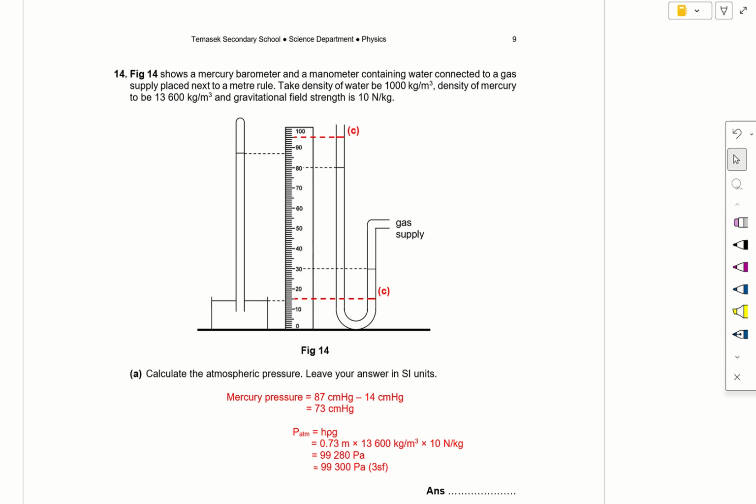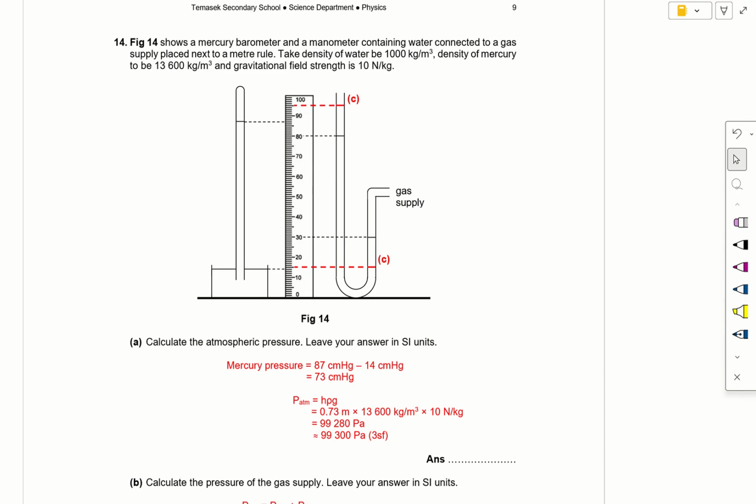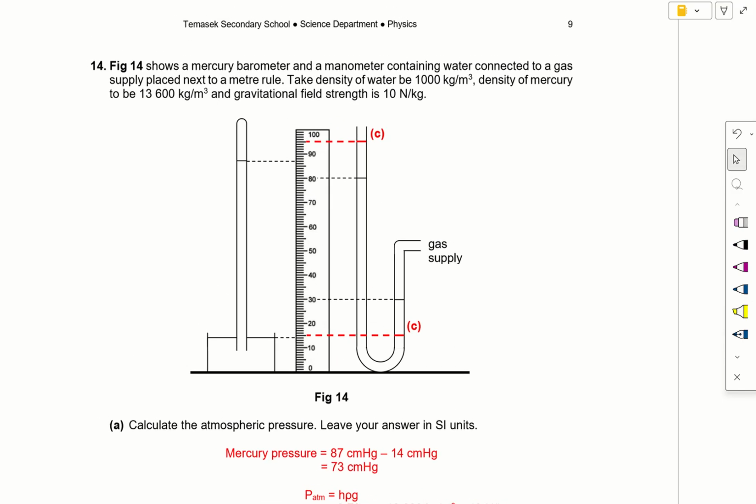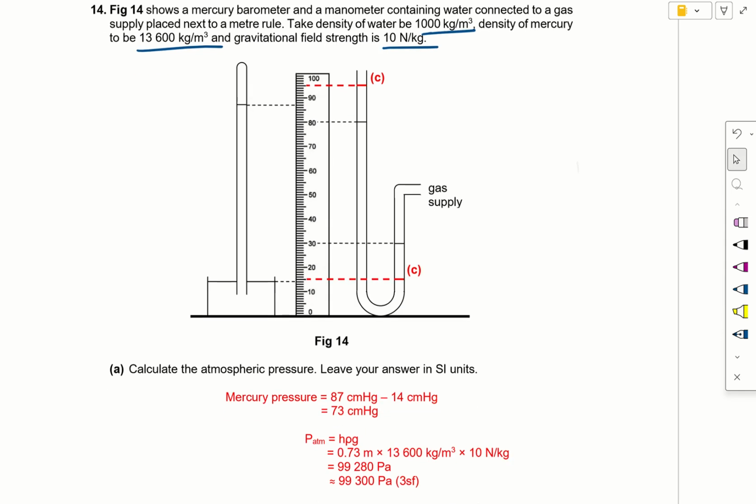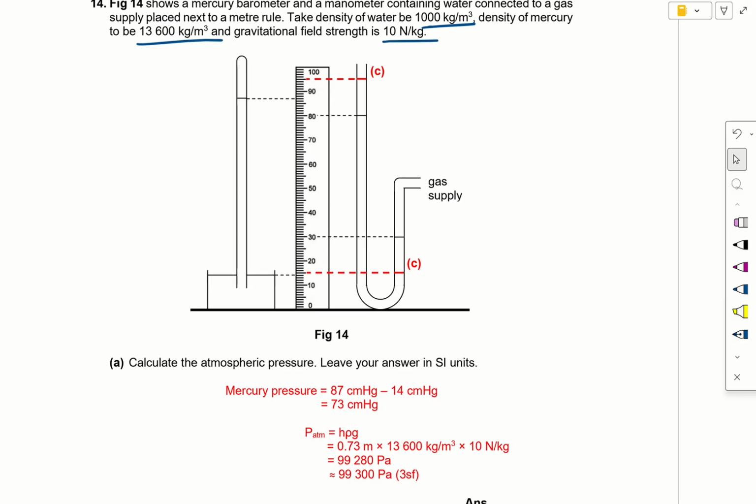Okay, question 14 shows a mercury barometer and a manometer containing water connected to a gas supply, placed next to a meter rule. Take the density of water to be 1000 kg per meter cube. Good, that is in SI unit. Density of mercury to be 13600 and g to be 10 Newton per kg. They want us to calculate the atmospheric pressure.